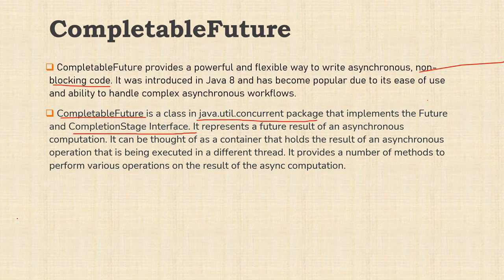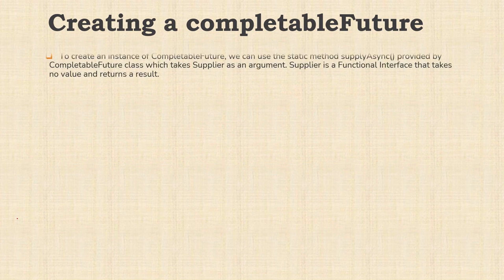Creating a CompletableFuture. So how can we create a CompletableFuture? To create an instance of a CompletableFuture, we can use the static method supplyAsync. This is a static method, so we can directly call it with CompletableFuture dot supplyAsync, and inside that we have to pass a callable interface method.